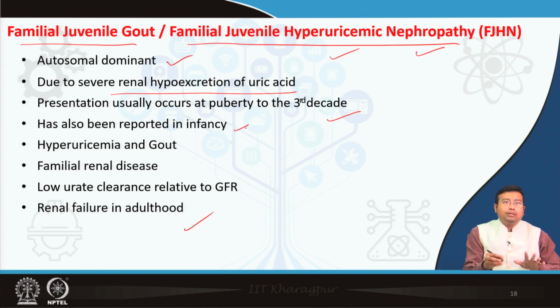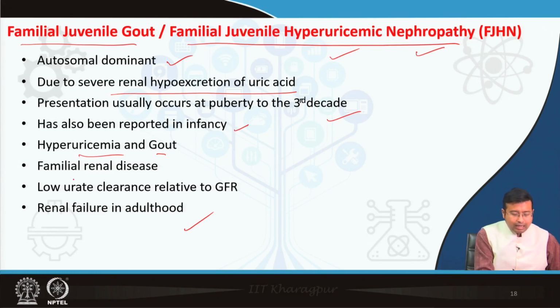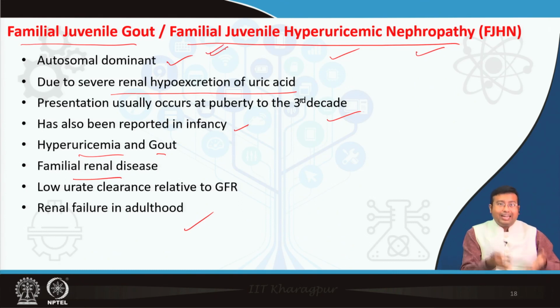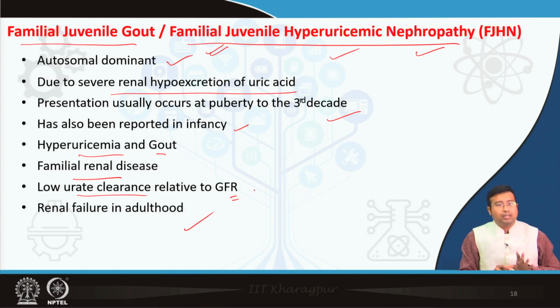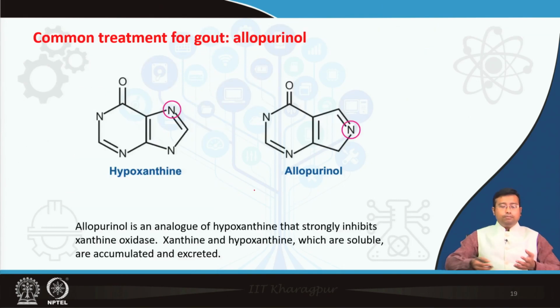The main problem lies in hyperuricemia and gout. Since uric acid cannot be excreted properly, it leads to accumulation in the serum, leading to hyperuricemia and gout. Next, it is a familial renal disease, as the name suggests. Since it is autosomal dominant, the disease runs in the family, and generally there is low urate clearance with respect to the glomerular filtration rate. So, compared to a normal individual, the urate clearance is actually very low.